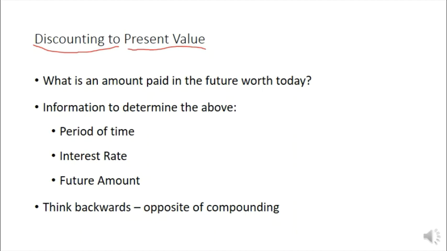To discount to the present value, we need 3 pieces of information. And remember, this is just future value in reverse. So what information do we need? Well, we need that future amount, the fact that in the year 2050, college is going to cost $1 million. We need to know the prevailing interest rate, how is money growing over time, and we need to know the period of time. So from today to the year 2050 is 30 years. In other words, we're just thinking backwards. This is the opposite of compounding. Discounting is the opposite of compounding.